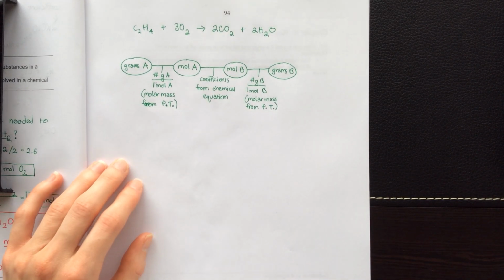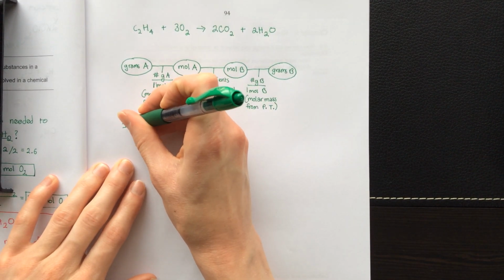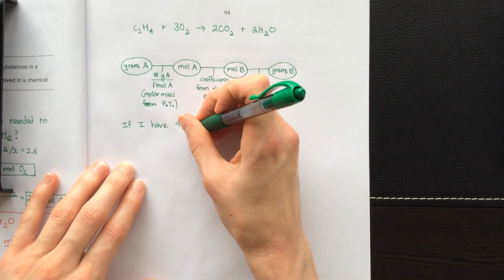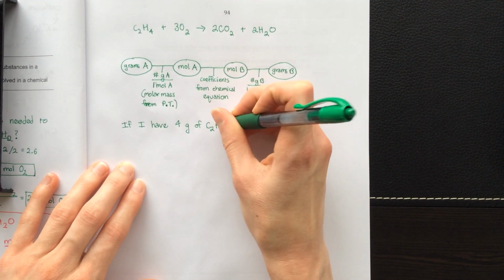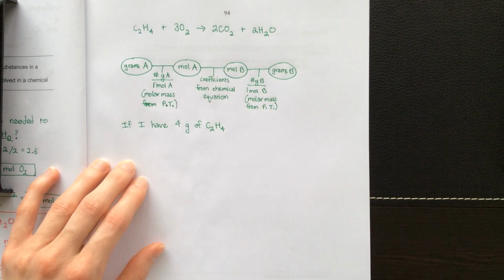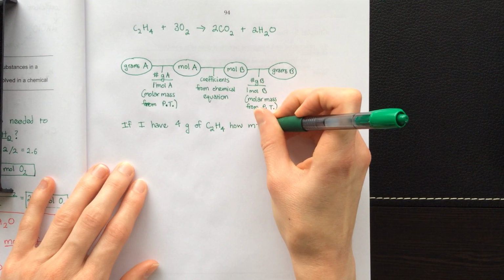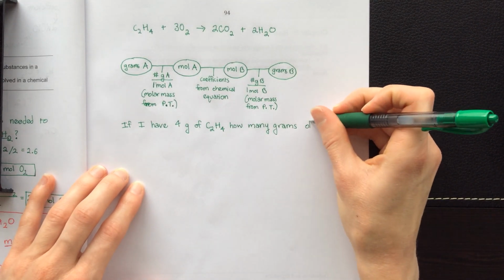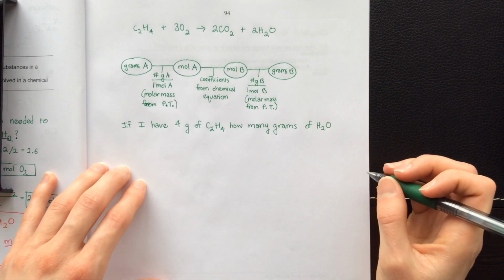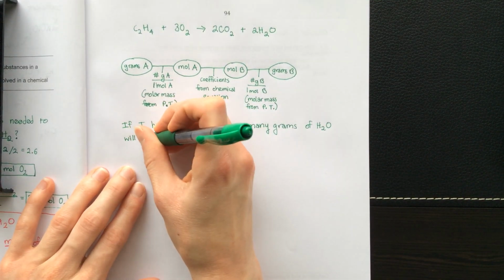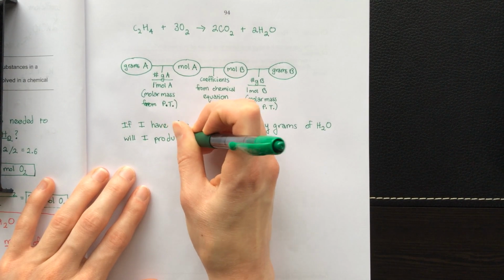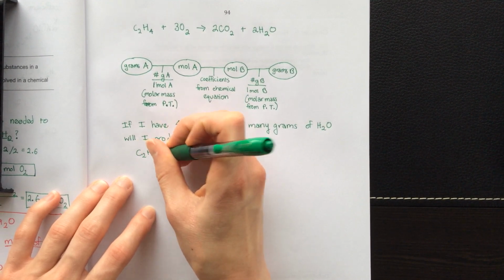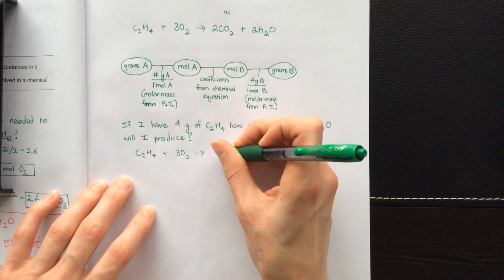So our first example is going to be, and write this down with me, if I have 4 grams of C2H4, how many grams of H2O will I produce? Okay, and we're going to be using this same reaction that I already wrote up here. I'll rewrite it again just so that it's clear that this is the reaction I'm using to solve this problem.